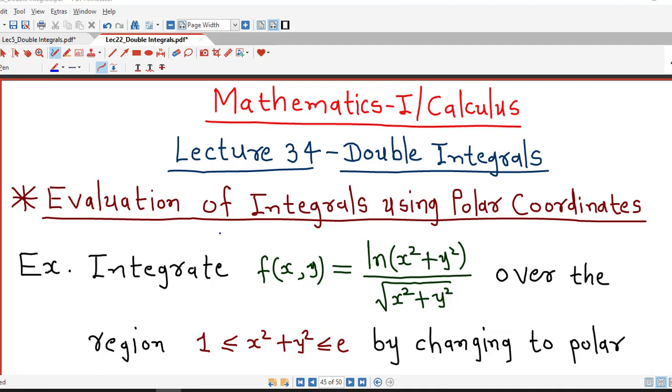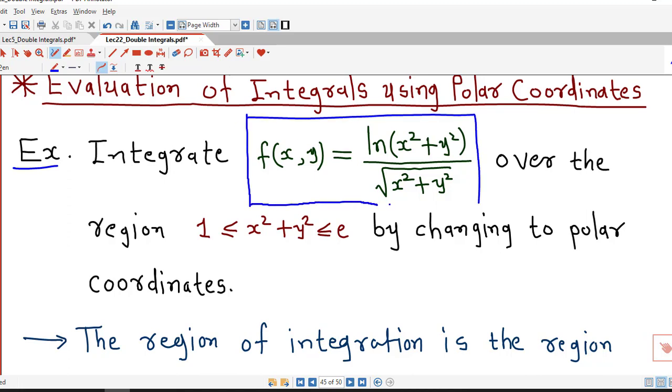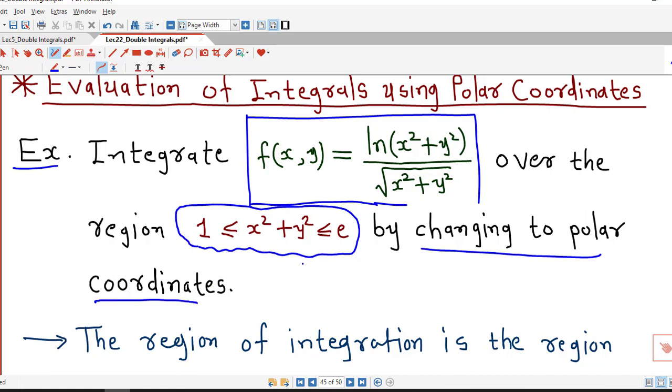In this lecture we are going to discuss one more example on double integrals in polar coordinates. So we start with this example. Integrate f(x,y) equal to log of (x square plus y square) divided by square root of (x square plus y square) over the region 1 less than or equal to x square plus y square less than or equal to e by changing to polar coordinates.